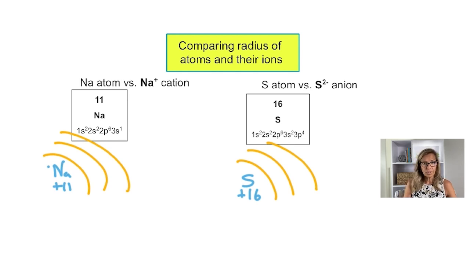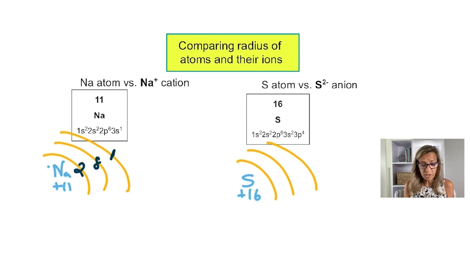Now, let's look at atoms and ions. What happens to the radius when an atom gives or takes electrons and forms an ion? Well, let's look at an example of sodium here. I've got a little illustration, and I'm going to just draw in the number of electrons. So the first energy level, I have 2, and then I have 8, and then I have 1 valence.